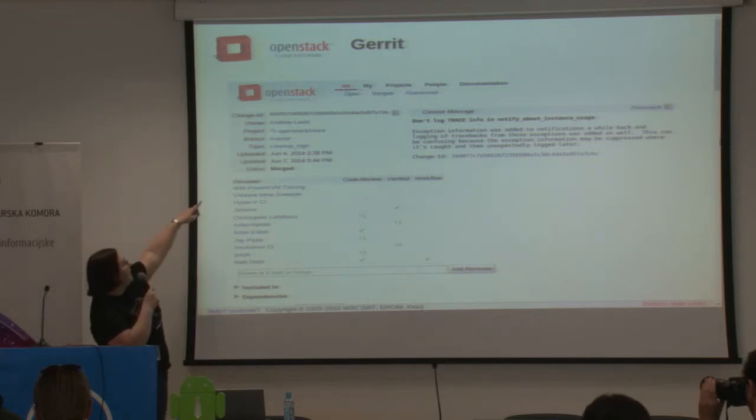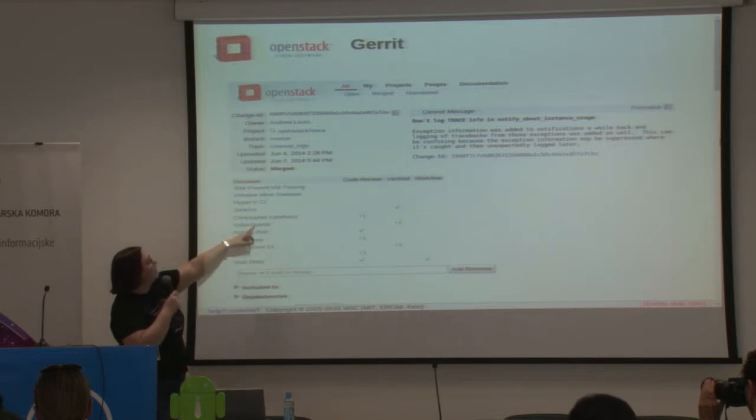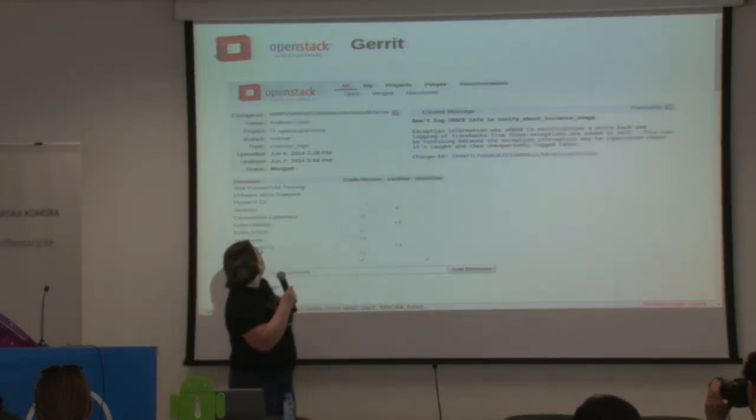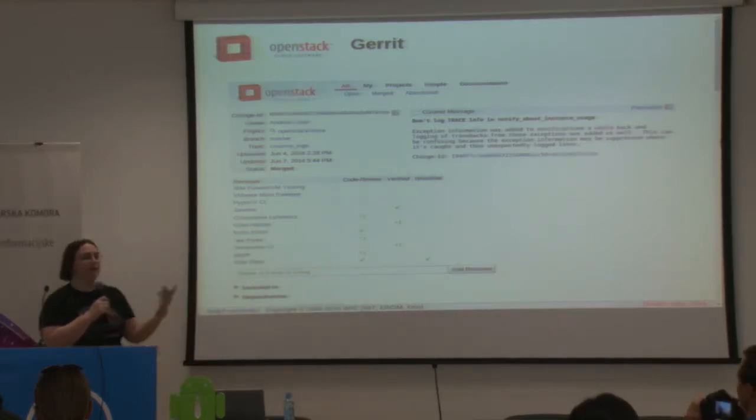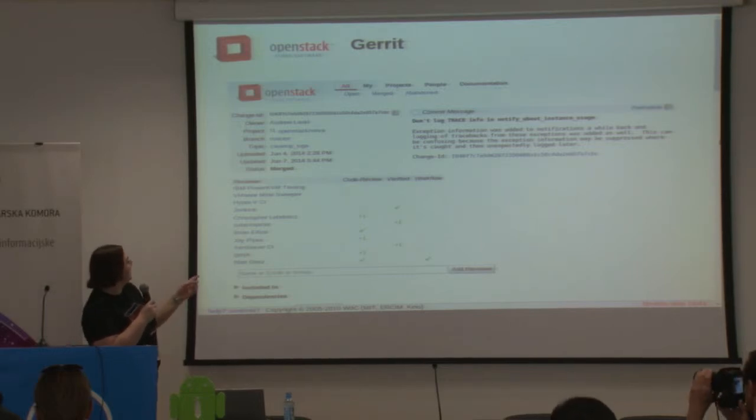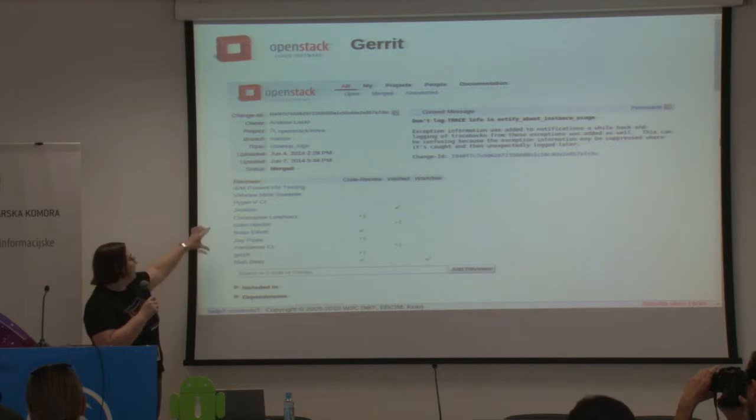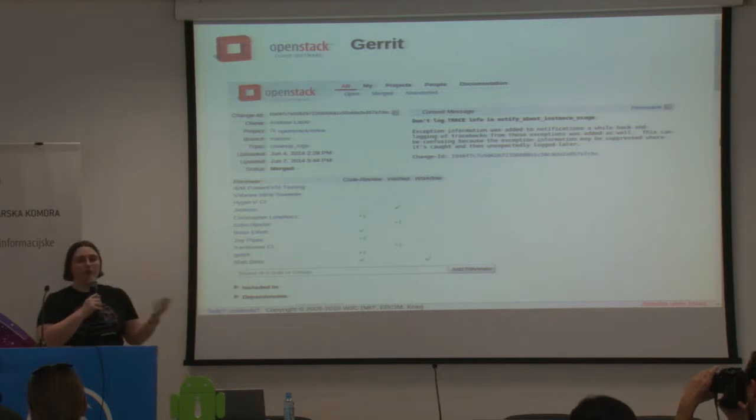So on here, you'll see the IBM and VMware and Hyper-V. They don't have anything in these columns yet because they're not voting. But Xen server votes, Turbo Hipster votes, and then you've got all these people here who are giving code reviews.